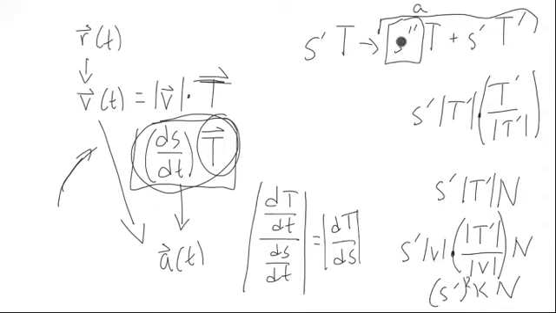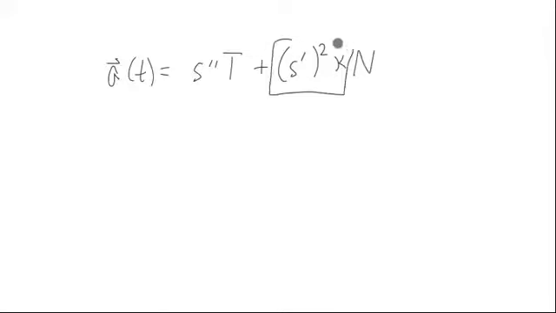So what we end up getting is that the acceleration itself is equal to s double prime T, as we had before, plus s prime squared kappa N. So this is the component in the N direction. This is the component in the T direction.